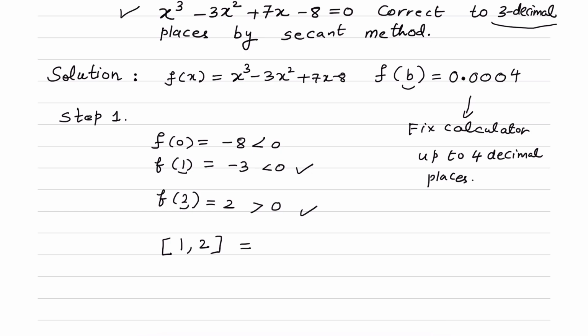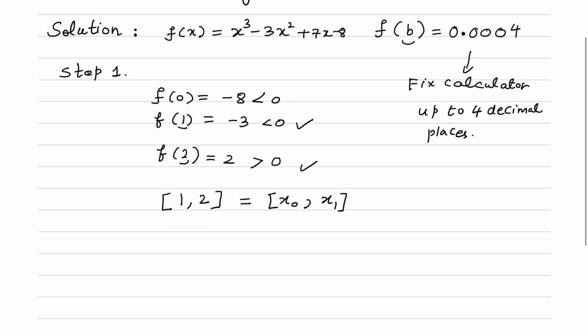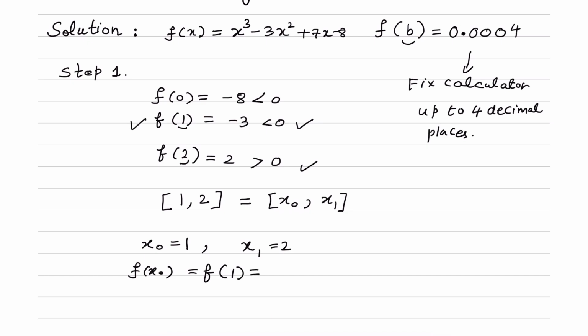We are going to call 1 as x0 and 2 as x1. When we use the secant formula, we are going to need f of x0 and f of x1, as you will see in a moment. So if x0 is 1 and x1 is 2, then f of x0 is f of 1, which is minus 3, and f of x1 is f of 2, which is 2.